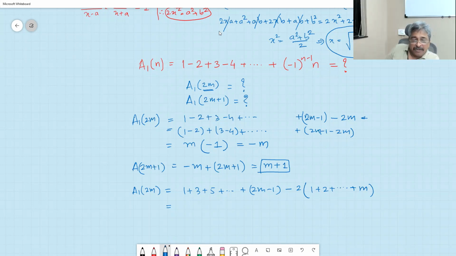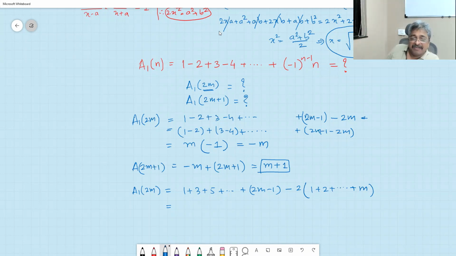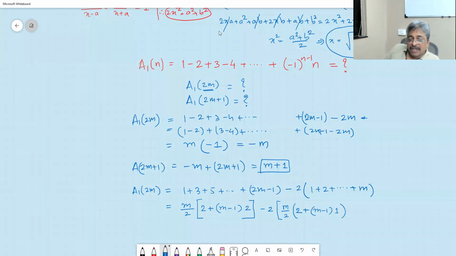This is an arithmetic progression with first term 1. How many total terms are there? M. So M upon 2 inside the bracket, 2 times a, that is 2, plus M minus 1 times 2, is the summation of the first terms. Minus 2 times m by 2 inside the bracket, first term is 1, plus M minus 1 into 1. Is that okay?